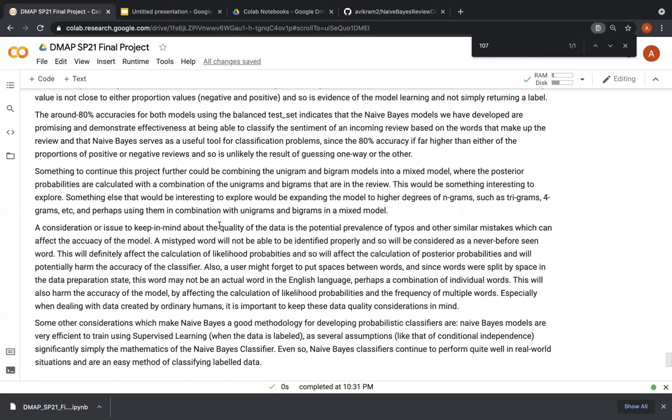So another issue is that I used the split function to separate the string into words.